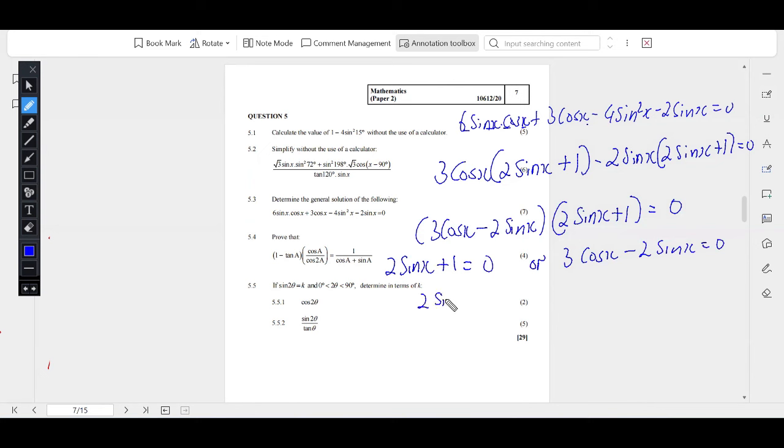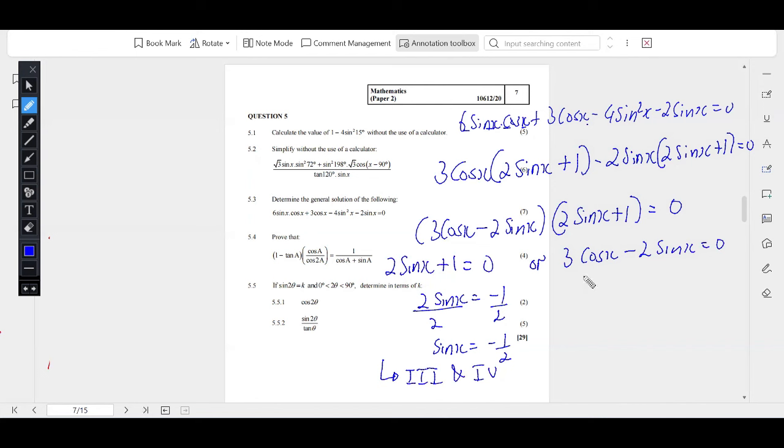So this will be 2 sine x is equals to negative 1, which if we divide both sides by 2, our sine x will be equals to negative 1 over 2. Now the negative here is telling us that we must choose a quadrant whereby we have our sign being negative. So that means the quadrant we are going with for the solutions of this one will be the third quadrant and also the fourth quadrant.